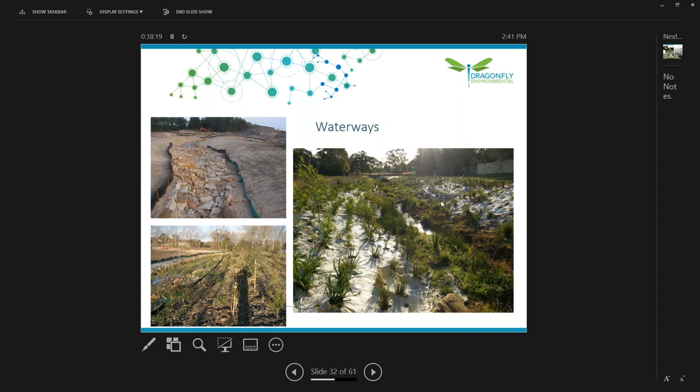It can be fixed, but where you've got really high velocity, this is an example of what's holding it in place, and then these sides are planted. And this is that same site sometime later. So it can work, but design, know your soil type, know your velocity.